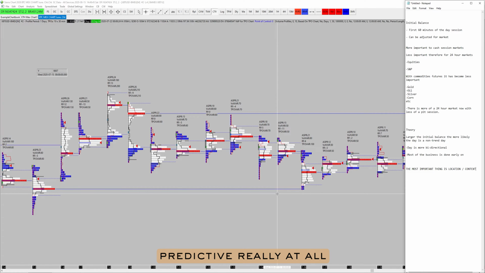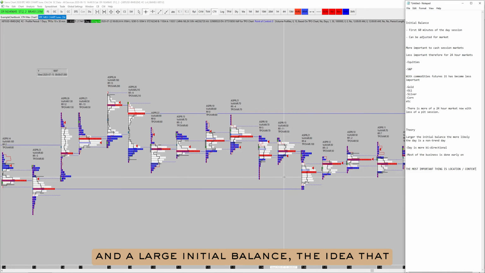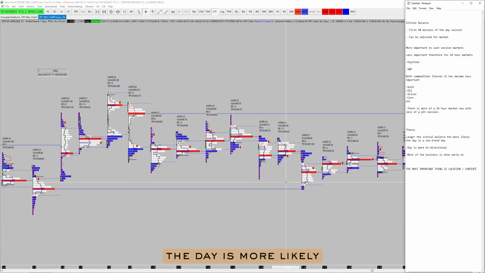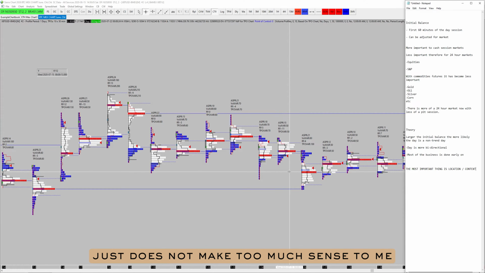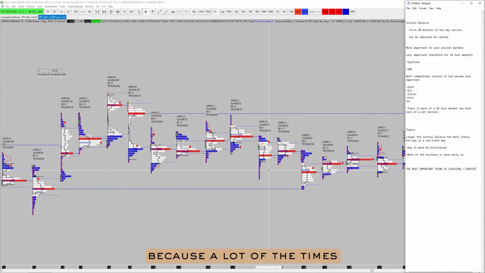All right. So in crypto, just to reiterate, I don't think that this is that predictive. I don't think that it is predictive really at all. The idea that if the first hour of the day has a high range and a large initial balance, that might mean the day is more likely to be bidirectional or a ranging balance day just does not make too much sense to me, because a lot of the times we see that trends resume or become most impulsive again after daily sessions close out and we have market structure invalidated or validated, whether it's a breakout or a breakdown.